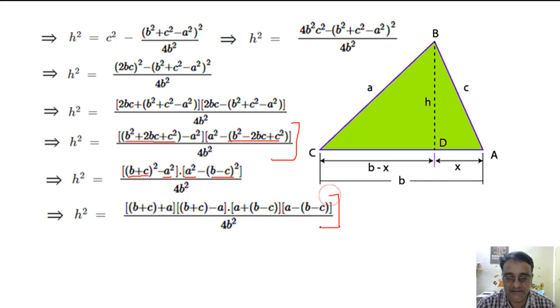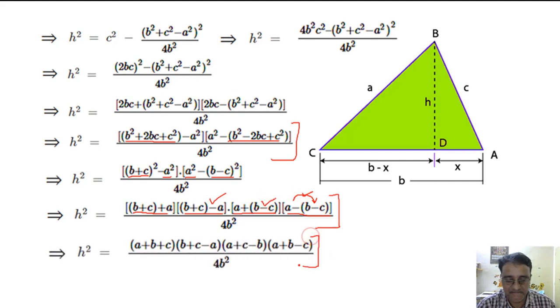Whether this step is clear? Yes, sir. Okay. Now we are going to rearrange all the terms. This we will write a plus b plus c. This one we will write a plus b minus c. This we will write a plus c minus b, because when we open this bracket it will become plus. So the minus a term we will write first, the minus b term after that, and the minus c term in the third.